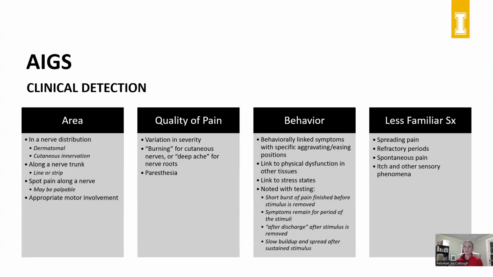So a way that we can clinically detect that those sites are present is looking at the area. Usually it'll follow a nerve distribution, either dermatomal or cutaneous. It'll be present along a nerve trunk, so a line or a strip. For example, my patient is along that cutaneous sural nerve and it's in like a strip.